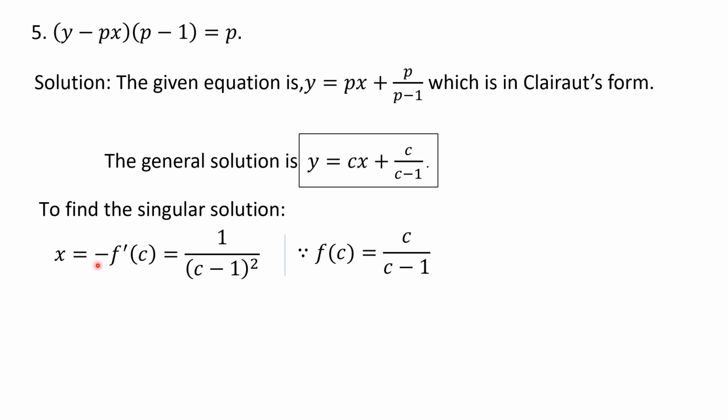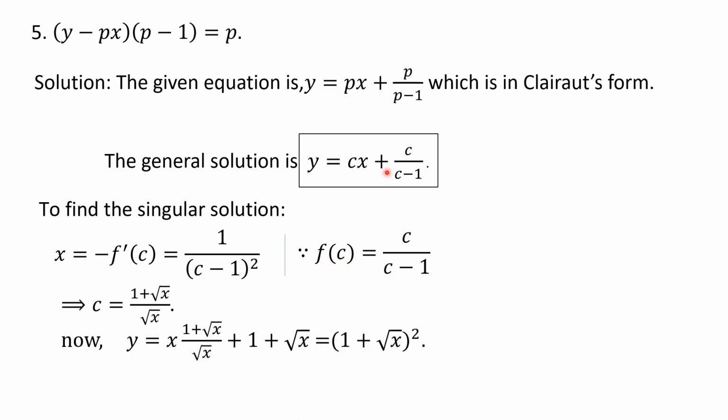Substitute here, minus is already there, so minus into minus 1 by c minus 1 the whole square. So x equal to 1 by c minus 1 the whole square. Simplify: c equal to 1 plus root x by root x. So just rearrange, then take the square root on both sides, and we will get c is equal to 1 plus root x by root x.